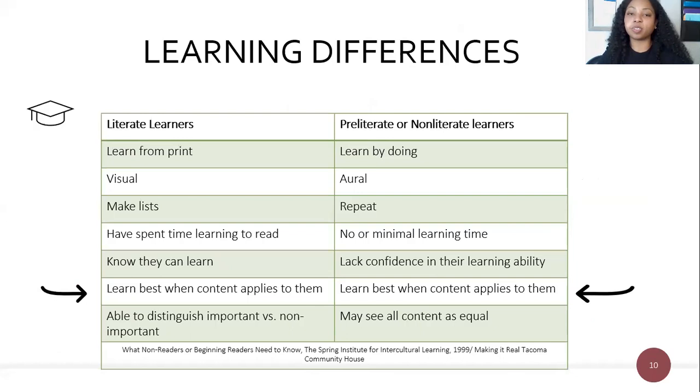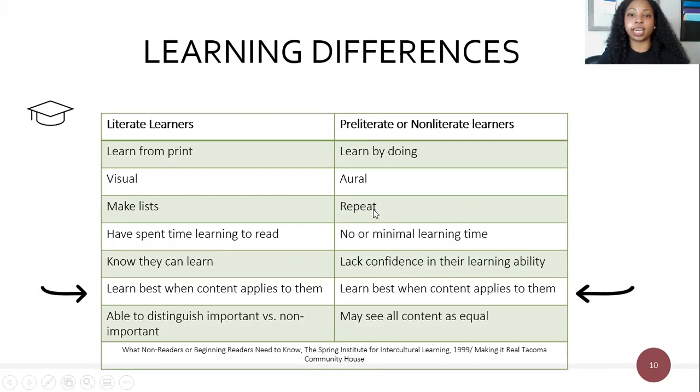Okay. Here I have some learning differences. I won't go over all of them for the sake of time, but I will point out a few. Pre-literate or non-literate learners tend to learn by doing, whereas literate learners can learn a little bit better from print. So this means that pre-literate or non-literate learners really need hands-on activities. They also tend to repeat things in order to remember them. So repetitive activities and oral drills are going to be really useful with this set of students.